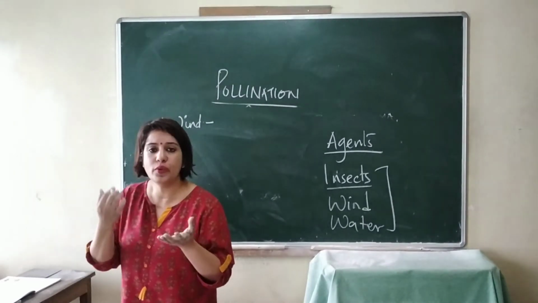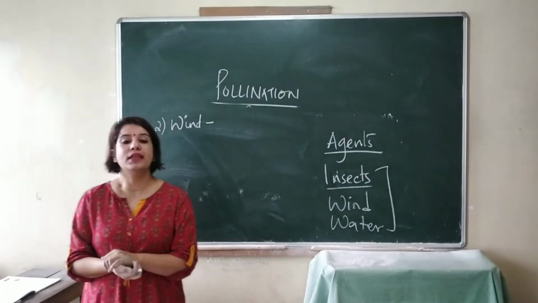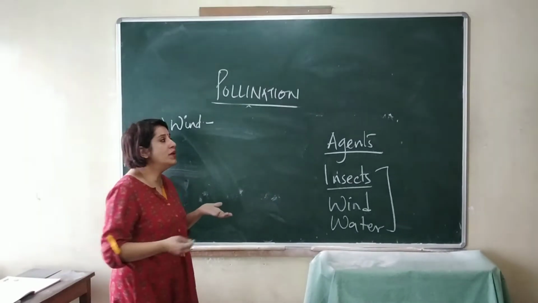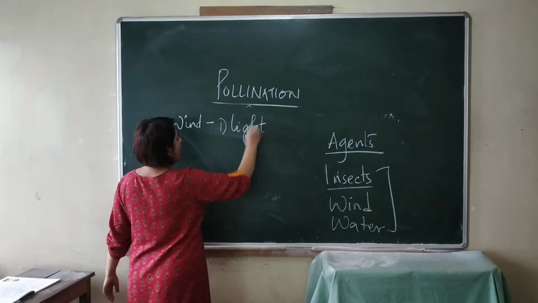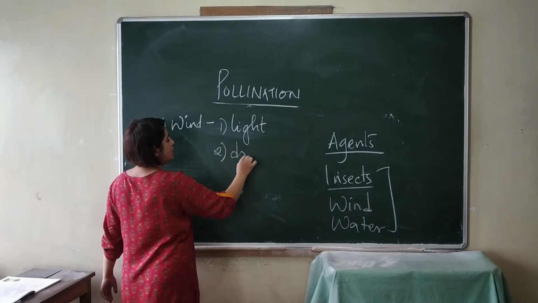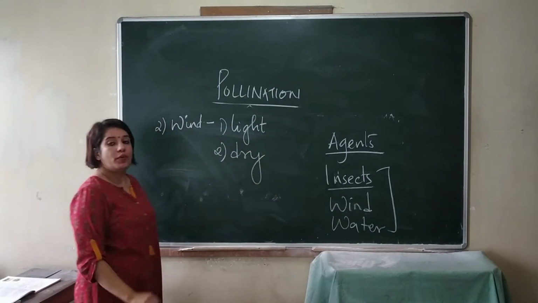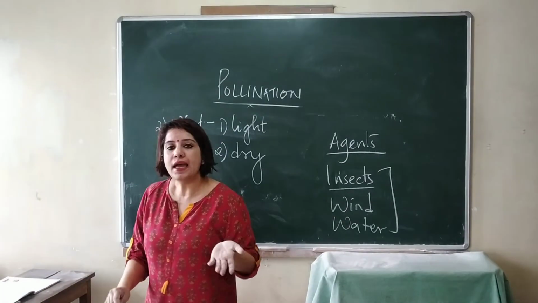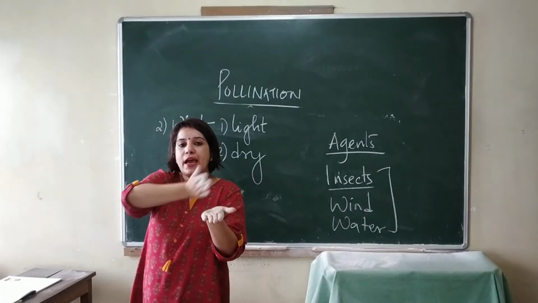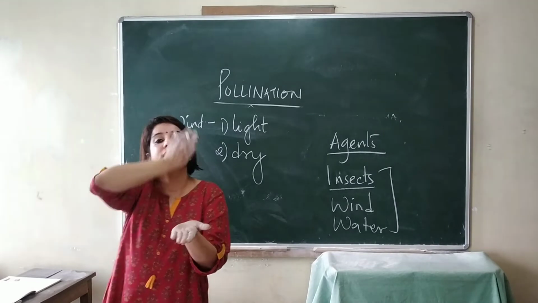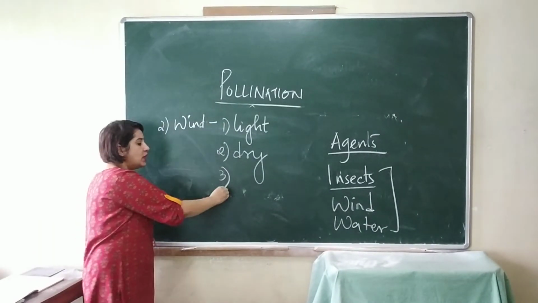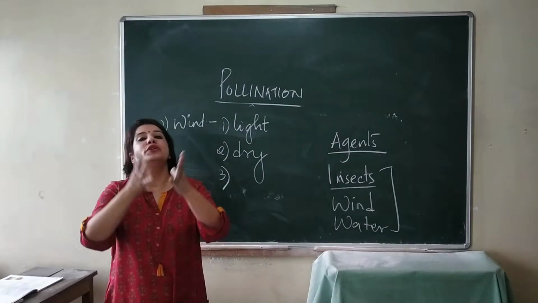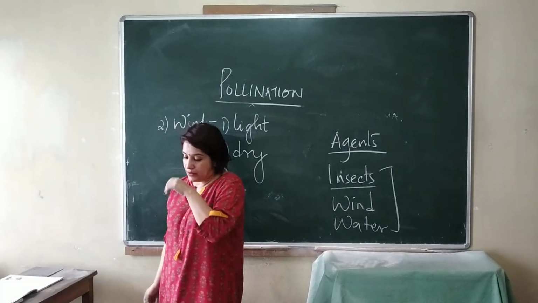Wind keeps on blowing. The most important thing here is the pollen grains should be light and the pollen grains should be dry. The pollen grain should be light and it should be dry so that the wind can carry it along with it. Okay, and of course, number 3, pollen grains should be produced in large quantities.